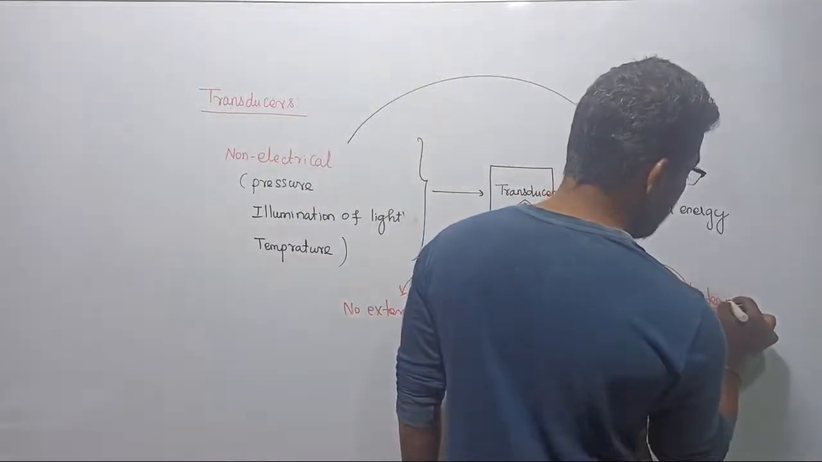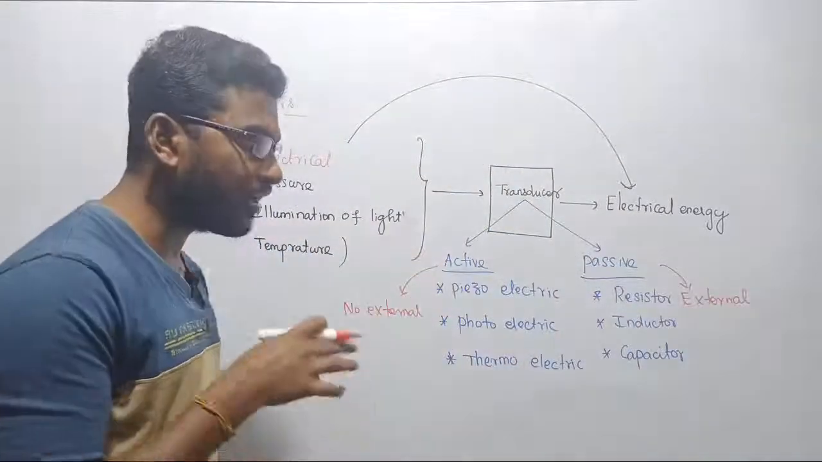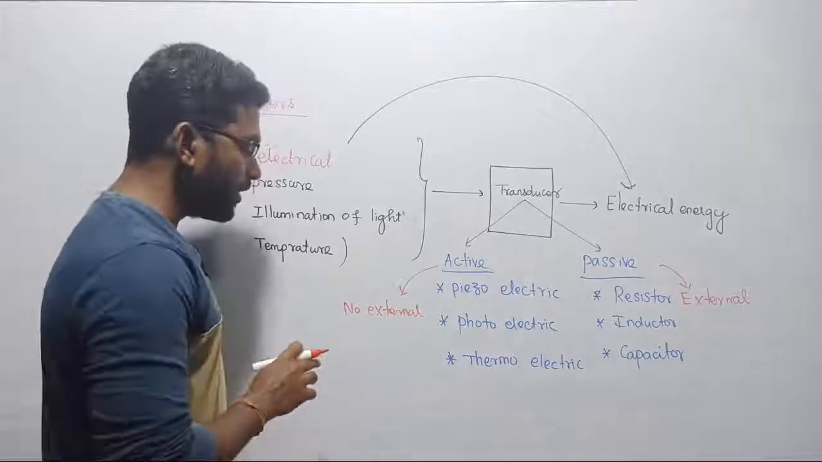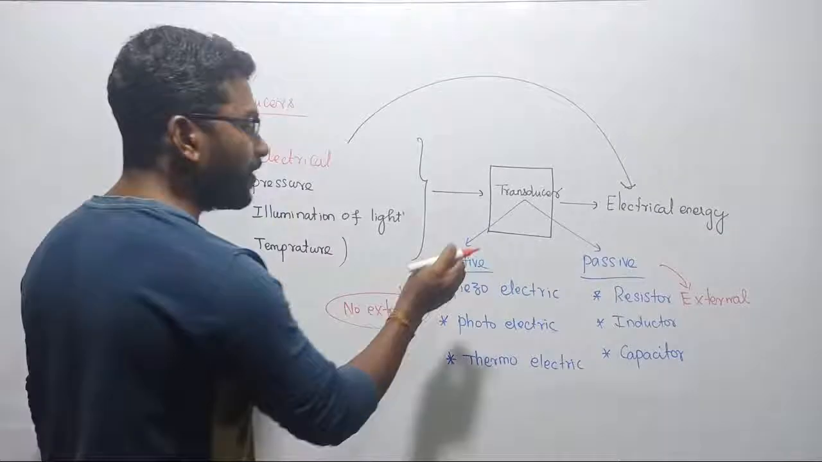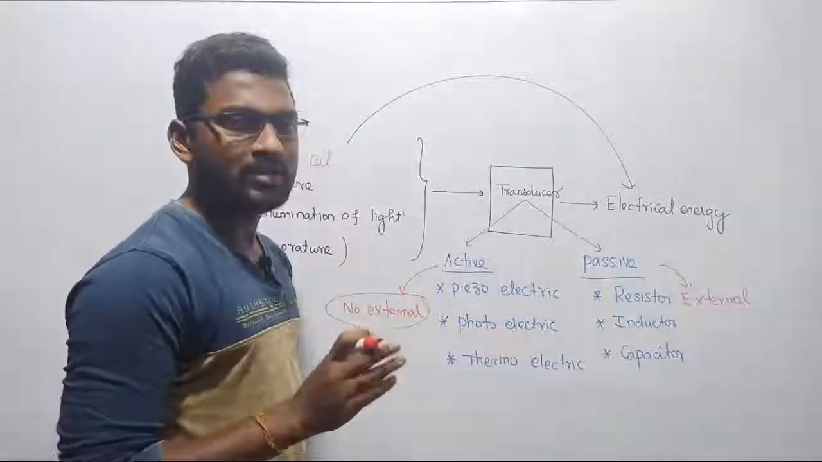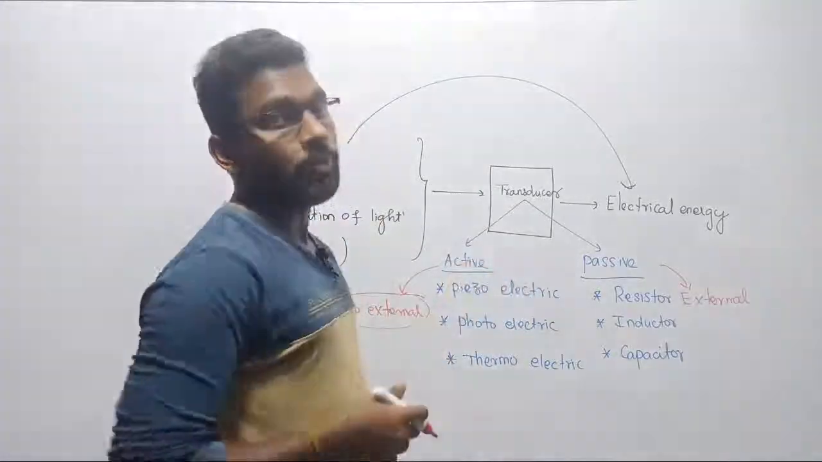Guys, listen, whichever things I am giving here, I am giving from an exam point of view, because I know in which area they can take the question from. In an active transducer, we are not providing any external supply. It is a self energy generator. Whereas resistors, inductors, and capacitors do not have the capacity to generate energy, so they are called passive elements.